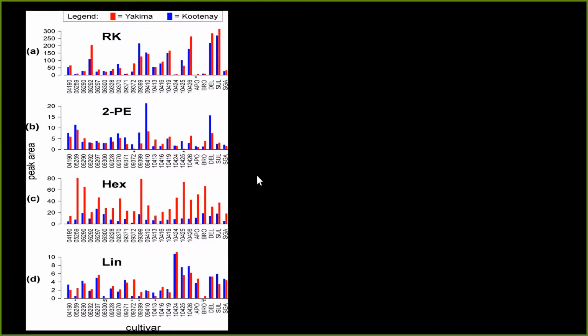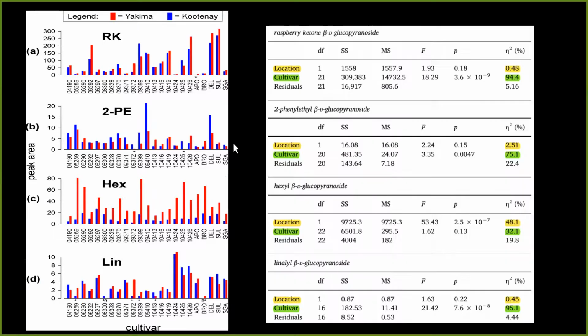So to make sense of it all and to look at the question of what is the effect of the genetics and the environment on the levels of these compounds, we performed analysis of variance, also known as ANOVA, to look at the significance and the size of the effect of location, which is our environmental factor, and cultivar or genotype, which is our genetic factor.